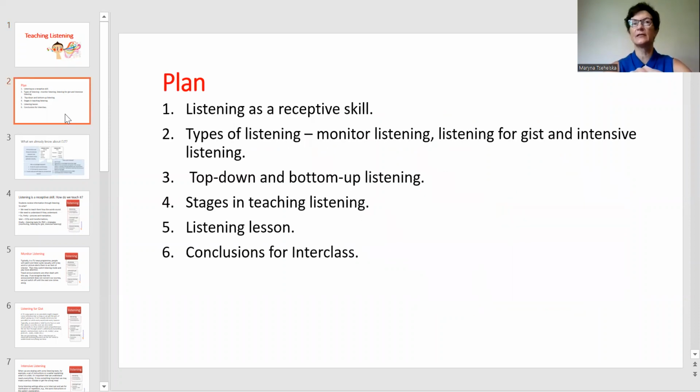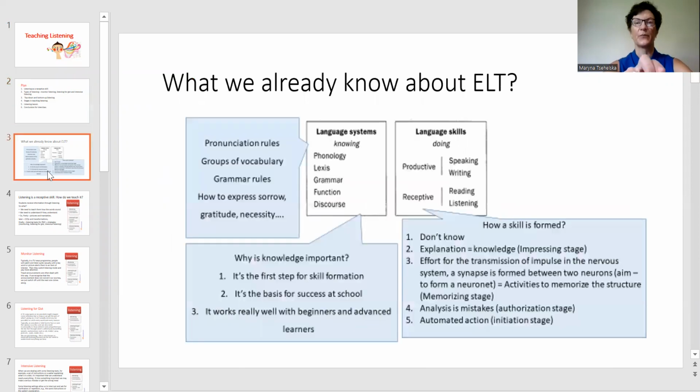In this video, we'll talk about listening as a receptive skill. We'll discuss types of listening. We'll discuss top-down and bottom-up listening. We'll go through the stages in teaching listening, and I'll show you how a listening lesson may be structured, and we'll also make some conclusions for Interclass.